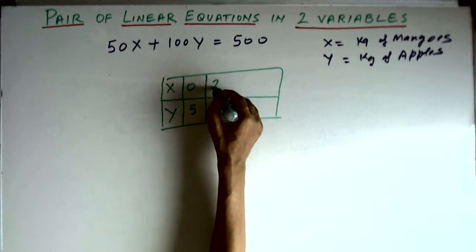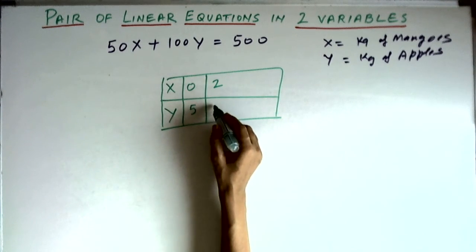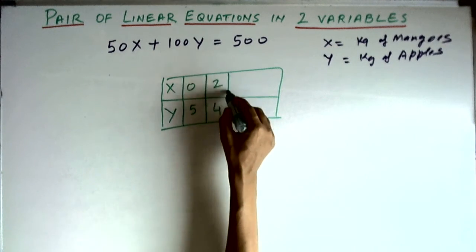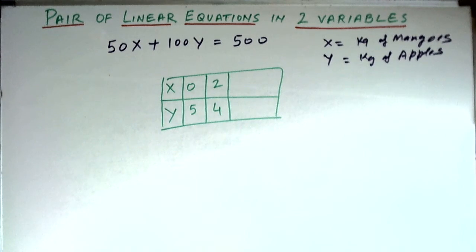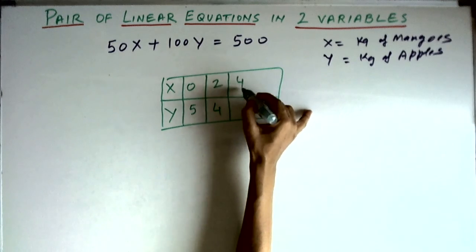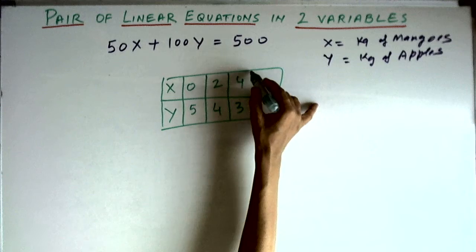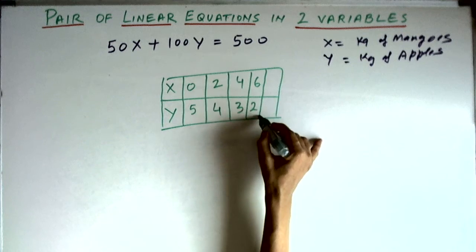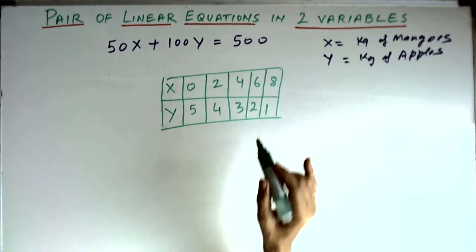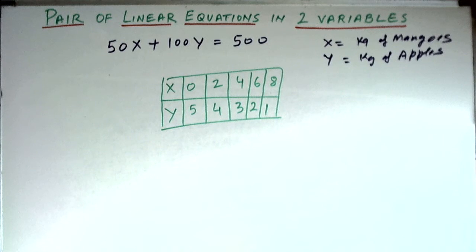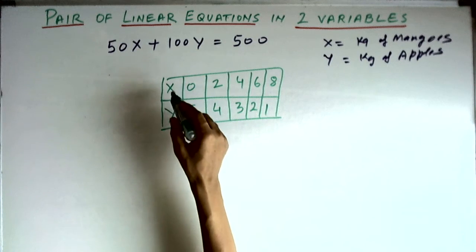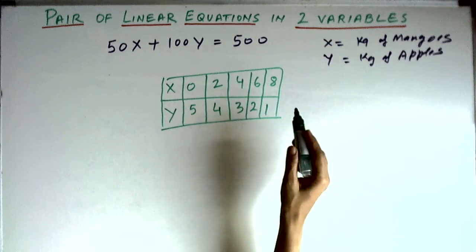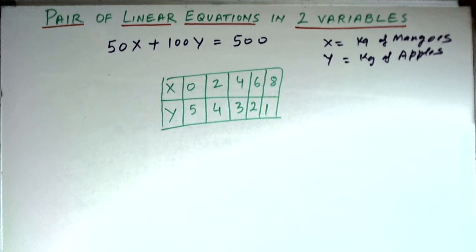Suppose we buy 2 kilo of mangoes, then we are left with only 400 rupees and we will be able to buy 4 kilo of apple. And suppose we buy 4 kilo of mango, then we will get 3 kilo of apple, and similarly when it is 6, it is 2, and say this is 8 and this is 1. Now what do we do? So we know that for different combinations of x and y, the total money spent is 500 rupees.